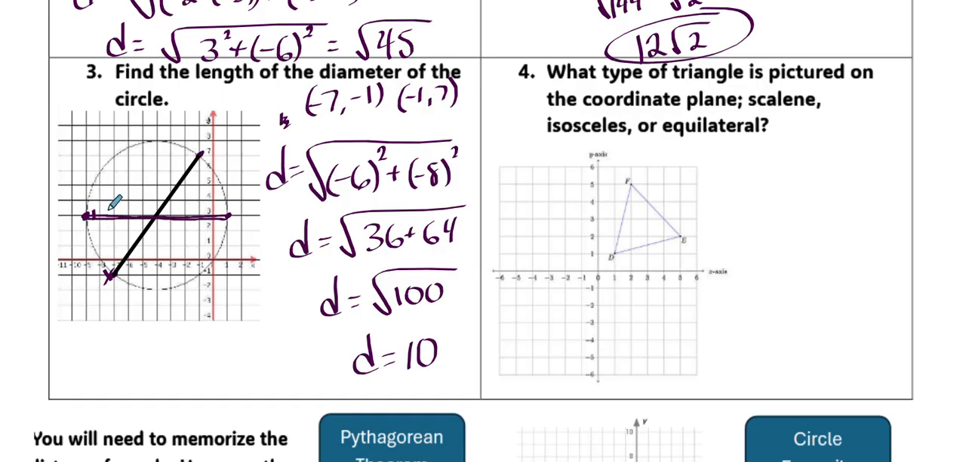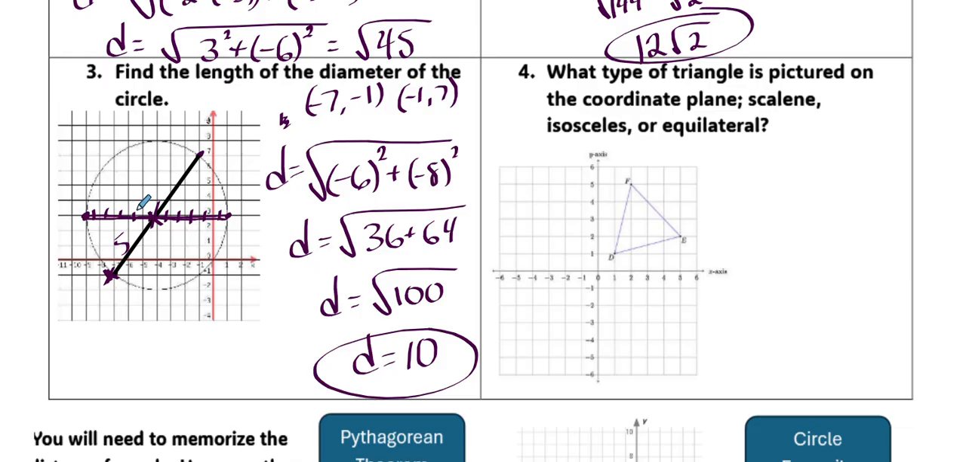We could just count. 1, 2, 3, 4, 5, 6, 7, 8, 9, 10. The diameter is 10. If you wanted to, I guess you could have found the distance between the center and that point. That would have given us 5. That's the radius, and you could double that.